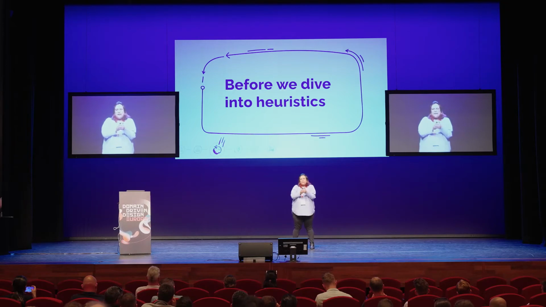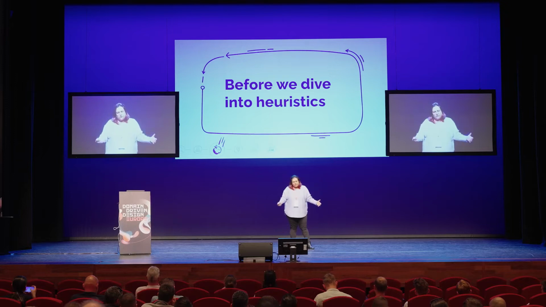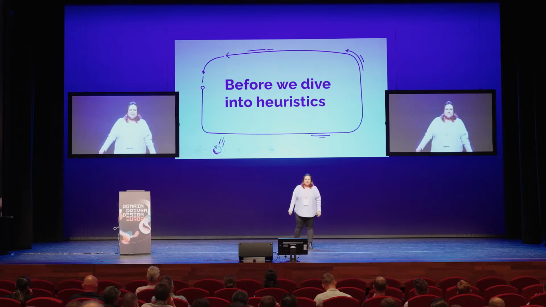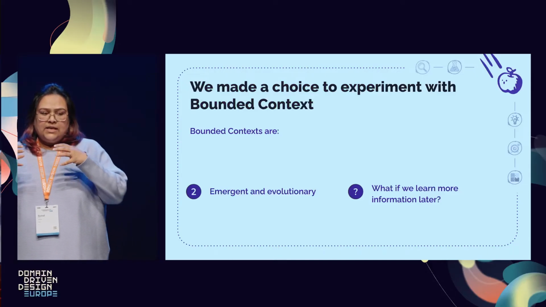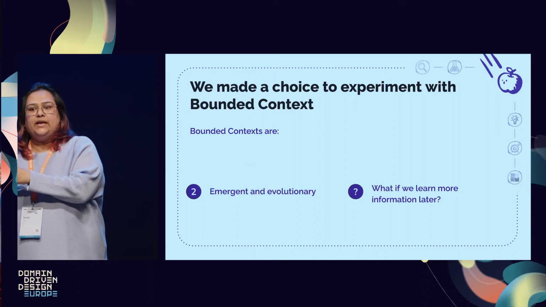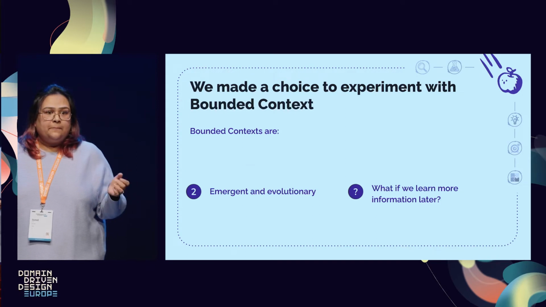And for that, I'm going to talk through some of the heuristics we used. But before I go into the details of those heuristics, I want to make a point about the fact that we made an active decision to think about using bounded context to identify those boundaries at this point. So we were still early in understanding what the domain was and in discovering the domain. We didn't know where the seams were.